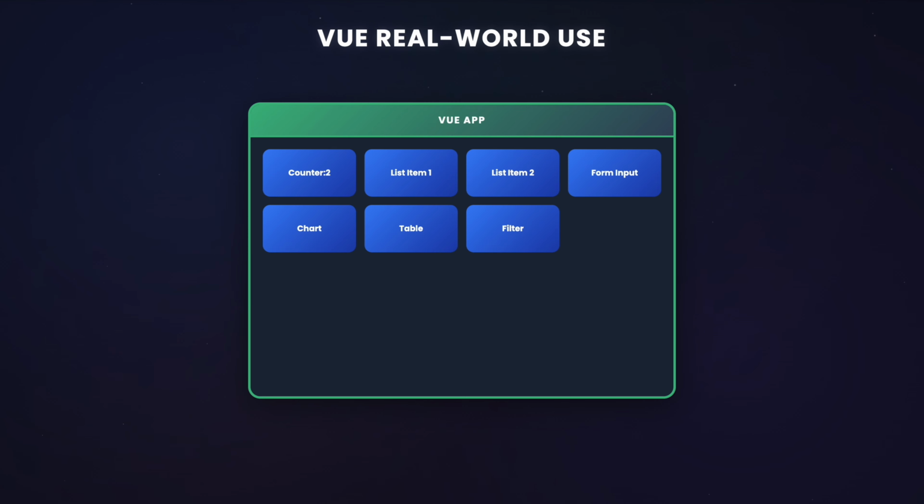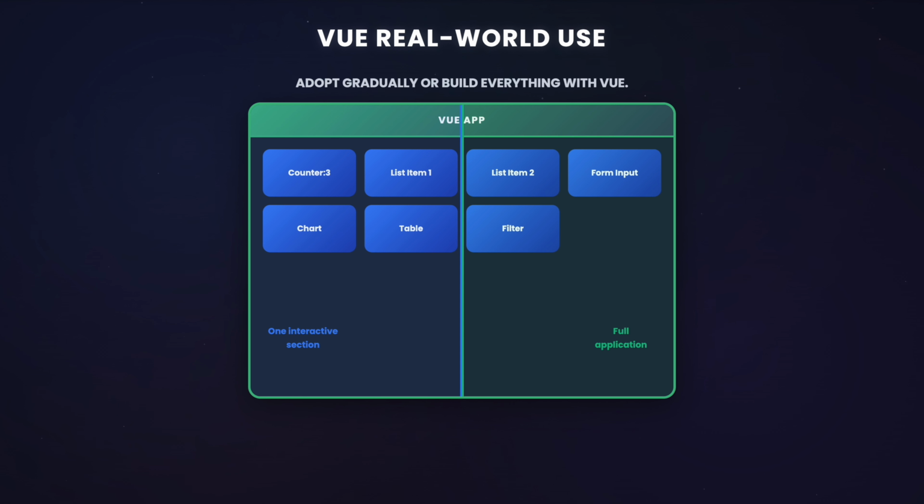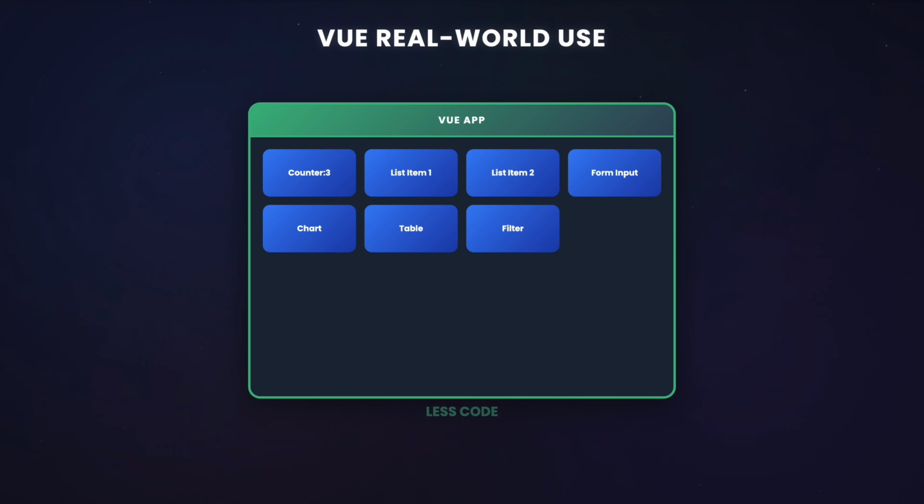Content management systems integrate Vue to provide rich text editing experiences, drag-and-drop interfaces, and media galleries. Vue works equally well for customer-facing applications that require polish and smooth interactions, and for internal business tools, where development speed and maintainability matter most. The framework's flexibility means you can start small, maybe adding Vue to just one interactive section of an existing website, and gradually expand its use as you see the benefits. Or you can build a complete single-page application from the ground up with Vue handling everything.